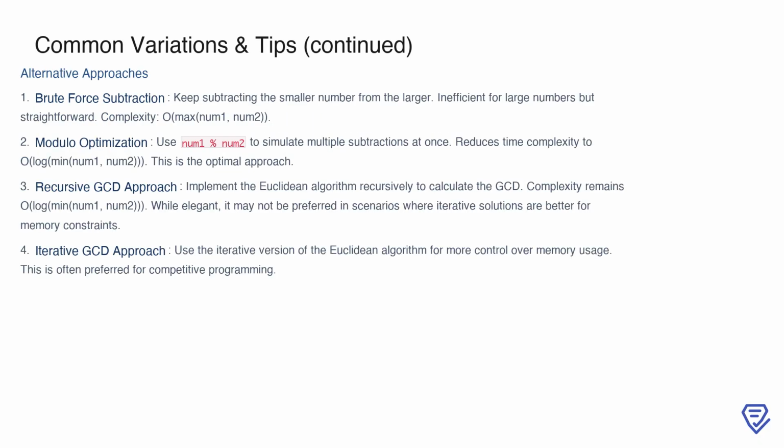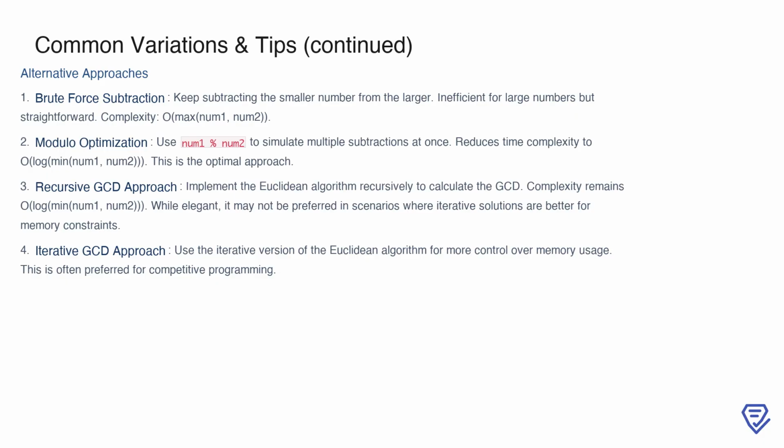There are multiple approaches to solving this problem, each with varying levels of efficiency. The brute force subtraction method involves repeatedly subtracting the smaller number from the larger until one of them reaches 0. While simple, this approach is highly inefficient for large numbers, with a time complexity of O(max(number1, number2)). A more optimized method is to use modulo operations, where number1 % number2 simulates multiple subtractions in one step. This reduces the time complexity to O(log(min(number1, number2))), making it far more efficient.